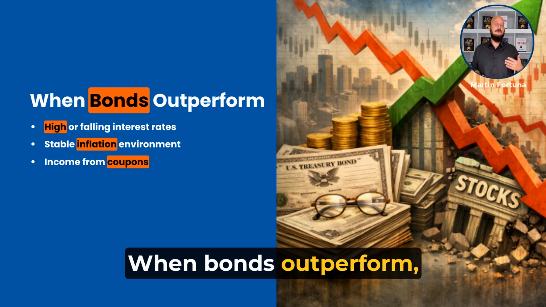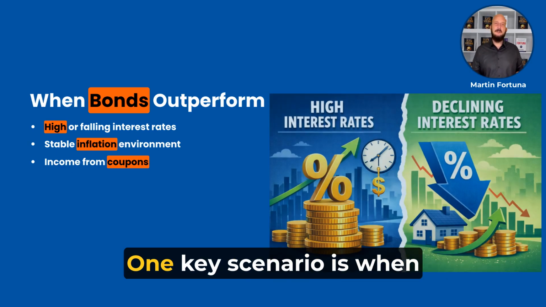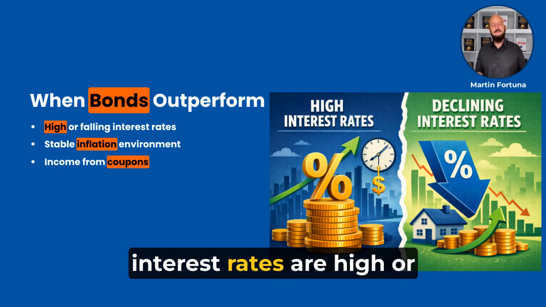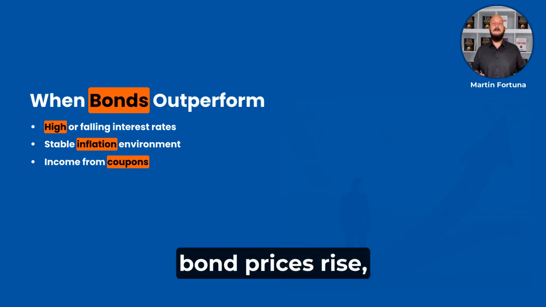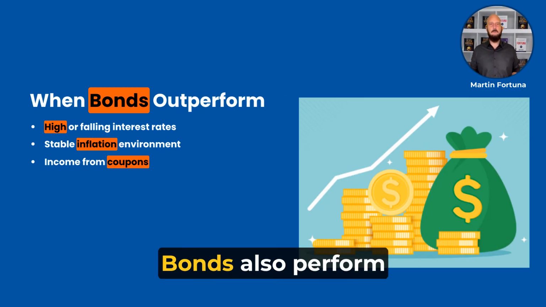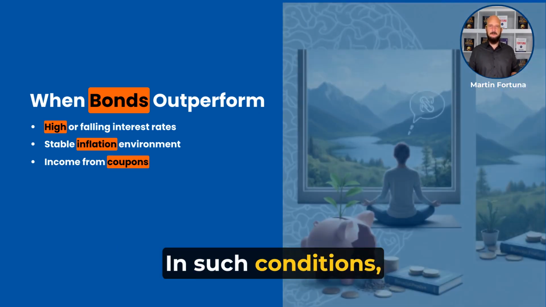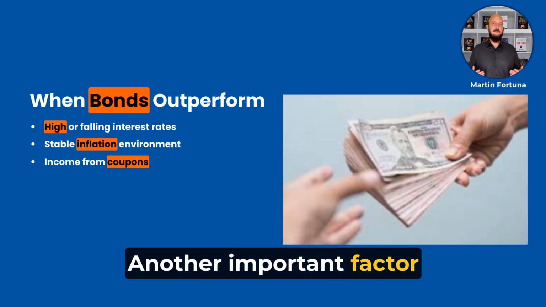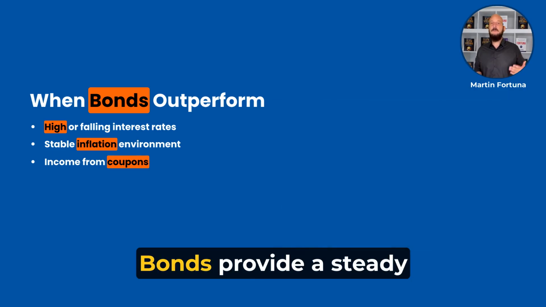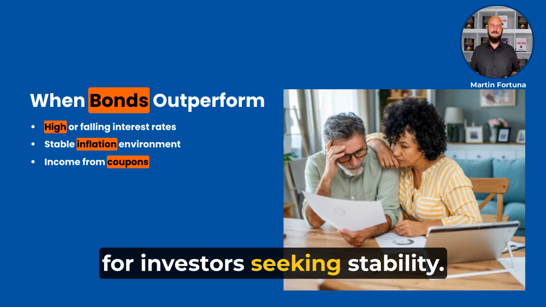When bonds outperform. Bonds perform best under specific economic conditions. One key scenario is when interest rates are high or declining. When rates fall, bond prices rise, generating capital gains. Bonds also perform well in stable, low-inflation environments. In such conditions, their fixed income maintains its real value. Another important factor is income from coupons. Bonds provide a steady stream of payments, which is especially attractive for investors seeking stability.